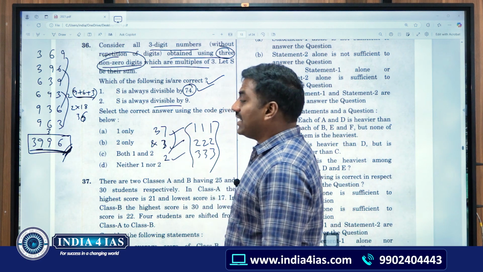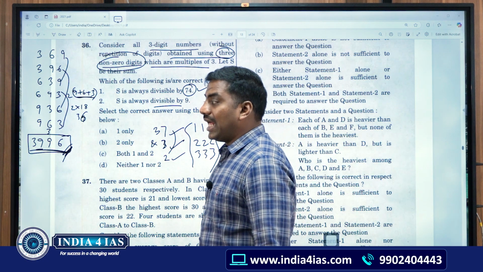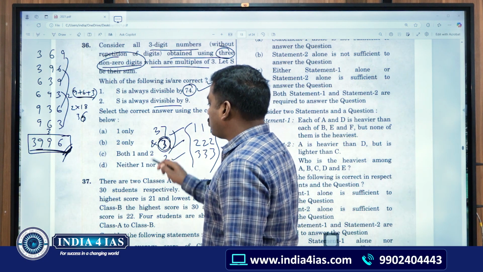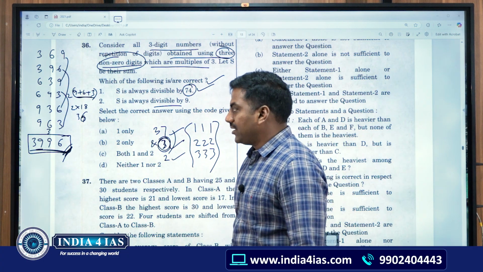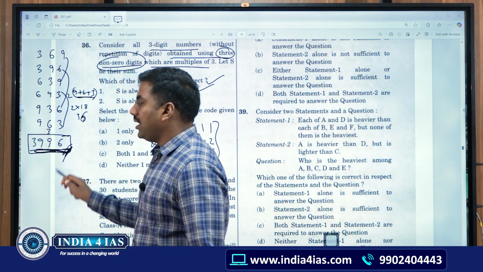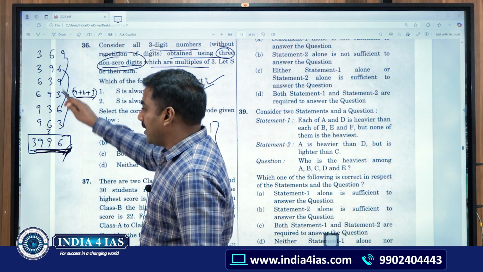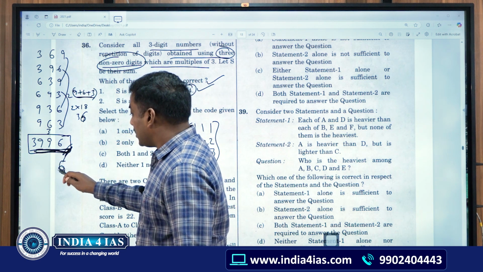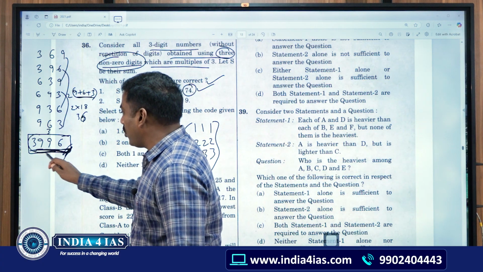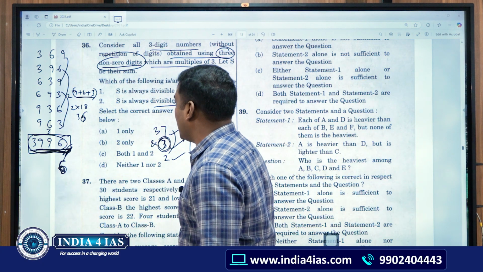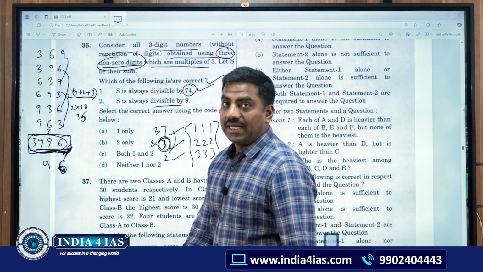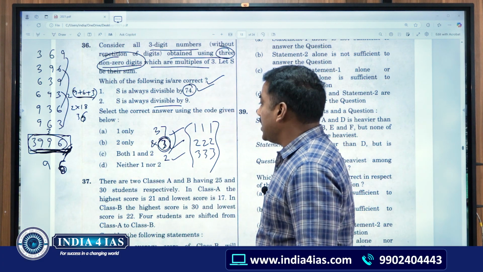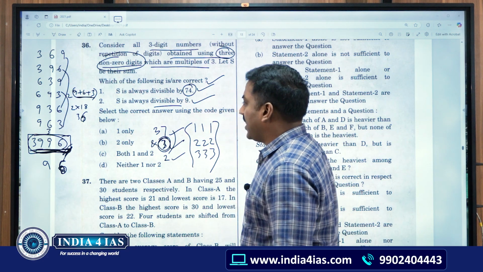Next, S is always divisible by 9. See here, 3 is a natural factor. That means this number is divisible by 3 for sure. But if you look at the sum here, this is 18, so 36. If you look at this number, definitely this is divisible by 9, because 3 plus 9 plus 9 plus 6 is 27. 27 is divisible by 9. So even this is divisible by 9.